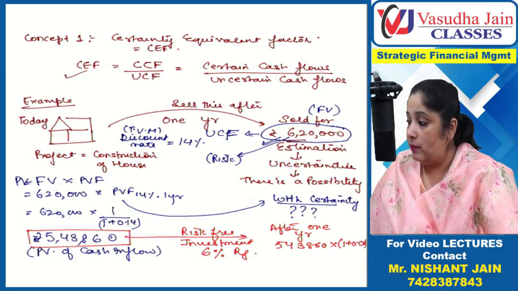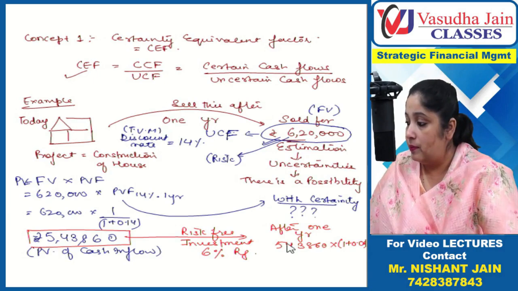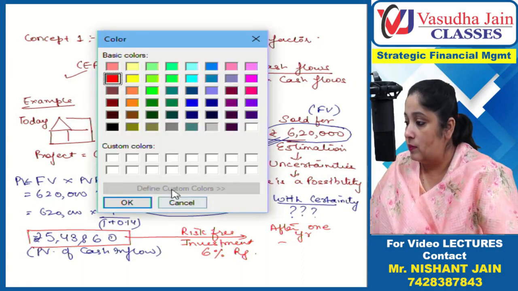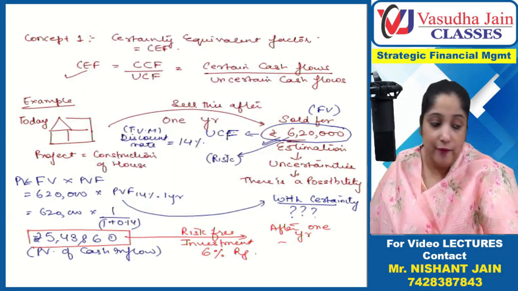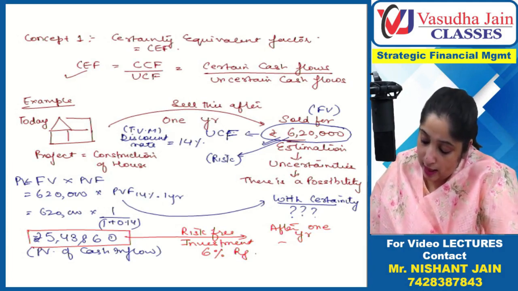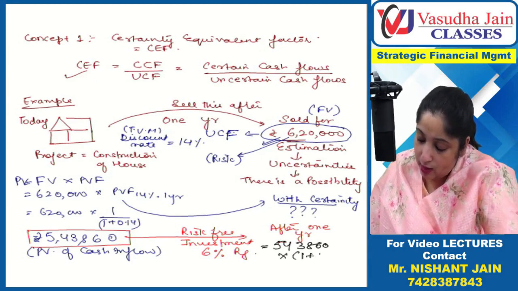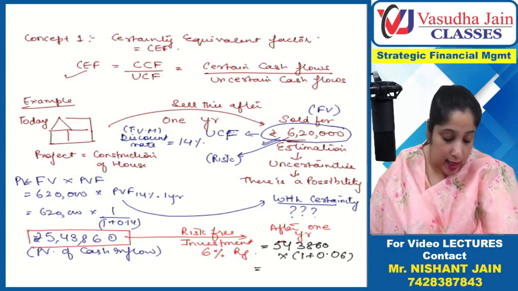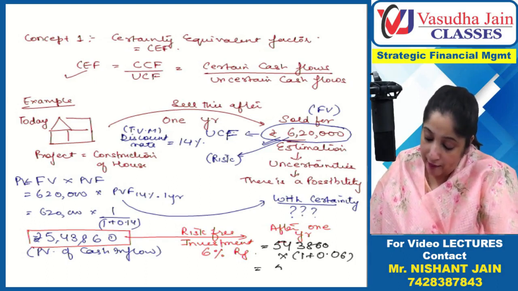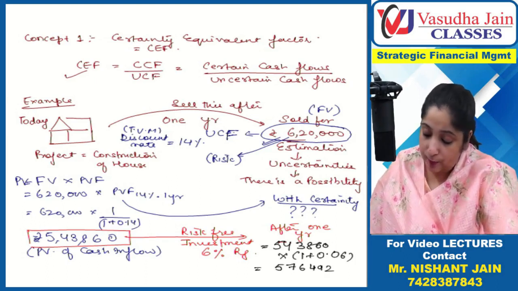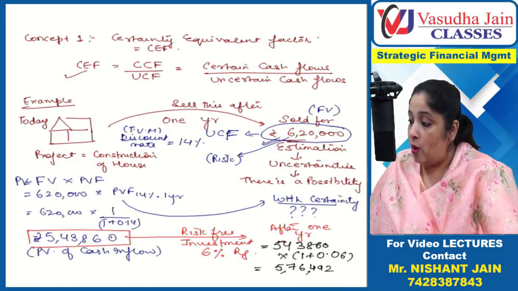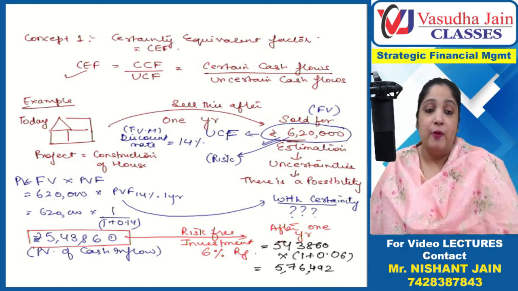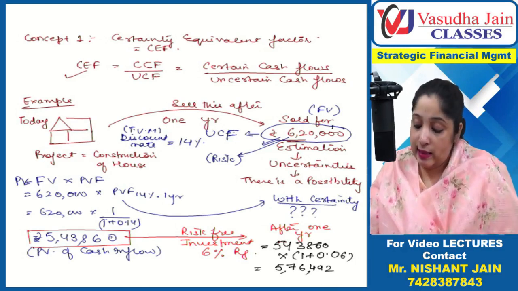Let me write it again. After 1 year, how much should I get? I should get 5,43,860 into 1 plus 0.06. How much should I get? I should get 5,76,492. Now, what is this 5,76,492? And what is this 6,20,000?